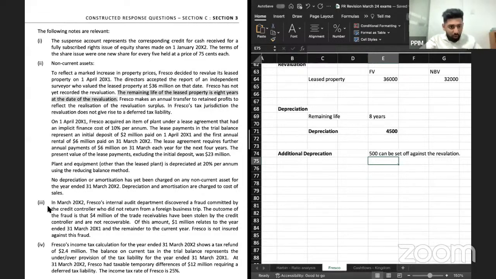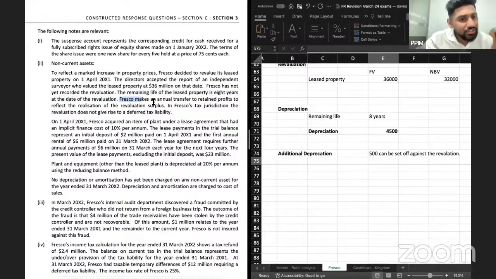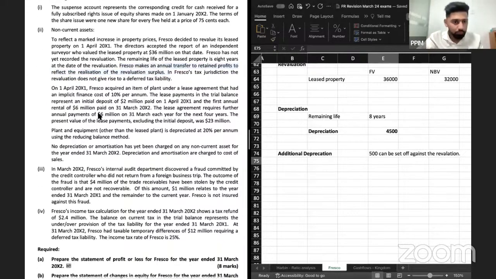Is it always done in the exam? No, you will only do it if your examiner mentions this point: Fresco makes an annual transfer to retained profits to reflect the realization of revaluation surplus. You will only do it if your examiner wants you to. If not, you're not going to do it. Does that make sense? I'll show you how to do it, guys. Don't worry. Okay? Super.